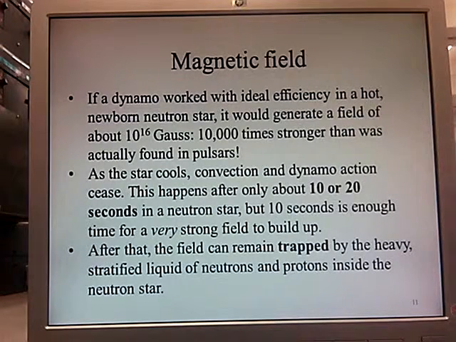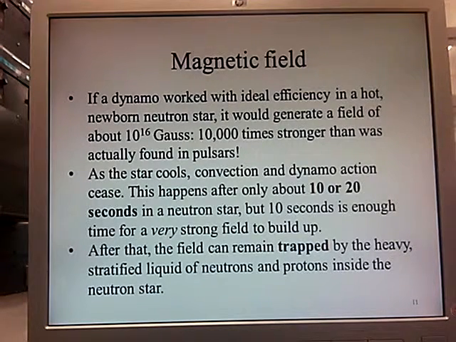So if we're getting rid of that motion, then of course the action has to cease, and everything else will then just be the result of having frozen into the star. And indeed, it's a very short time frame, but even in that 20 seconds, you can ramp up the fields to 10 to the 16th Gauss. So it's quite an effective mechanism.